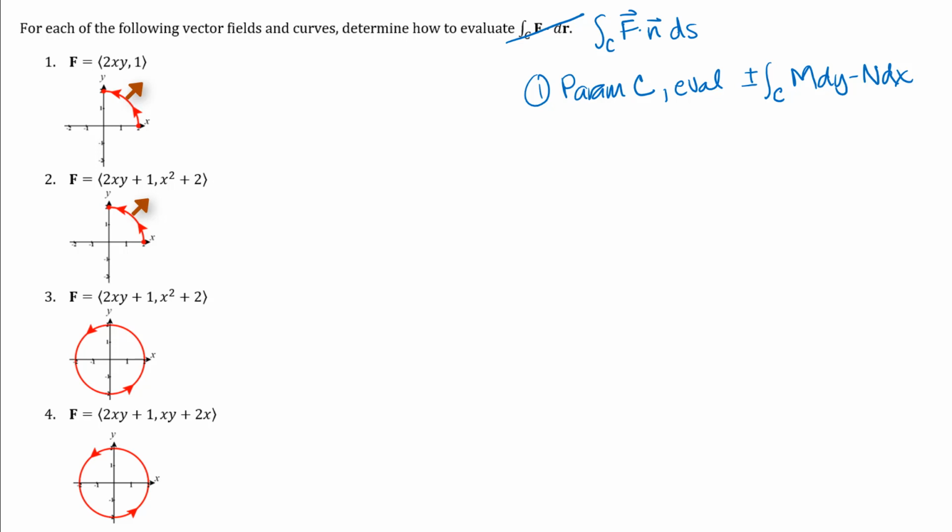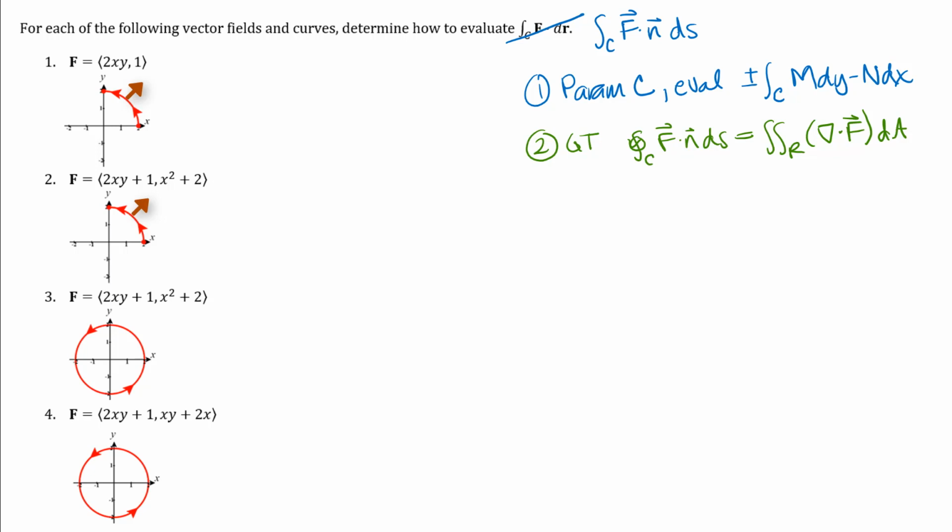And then the only other way we really have to evaluate flux integrals is to think about using Green's theorem. And so that would be the flux divergence form of Green's theorem. And so if Green's theorem applies, then we can apply that. So the big deal thing that we're looking for here to determine whether Green's theorem would apply or not is whether the curve is closed or not.